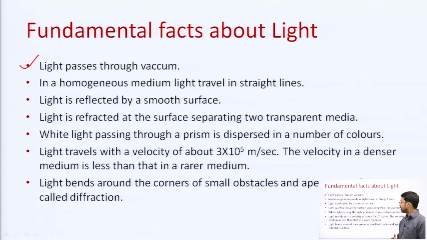Light is refracted at the surface separating two transparent media. When light travels from one medium to another medium, it slightly bends from its straight line. And this is called refraction. It bends on the surface that separates two transparent media. We will discuss these fundamental facts in a little bit more detail.